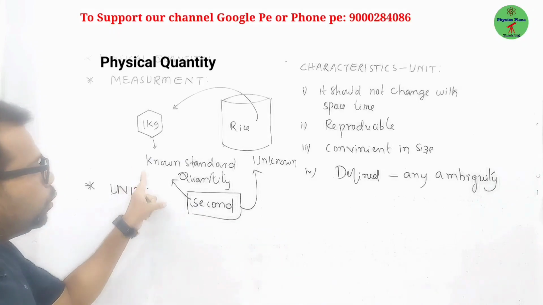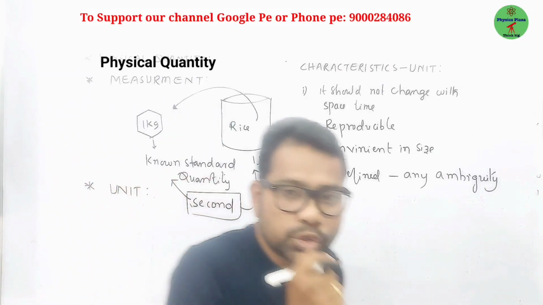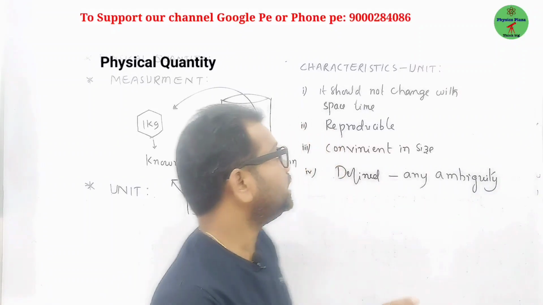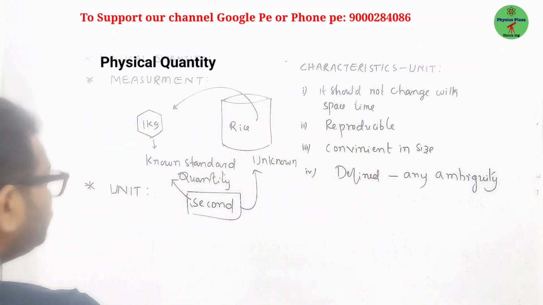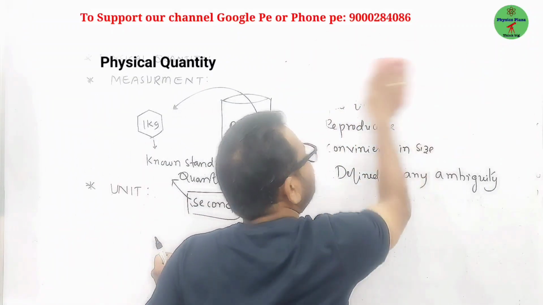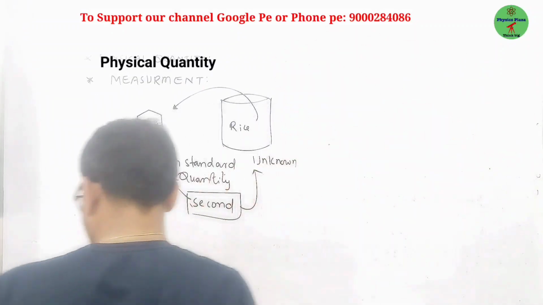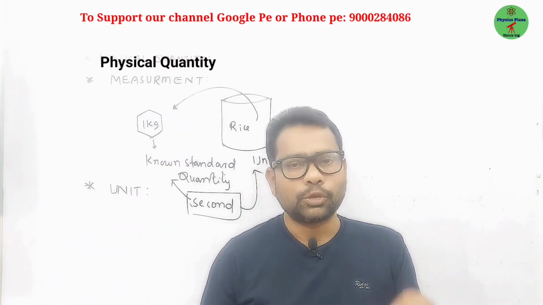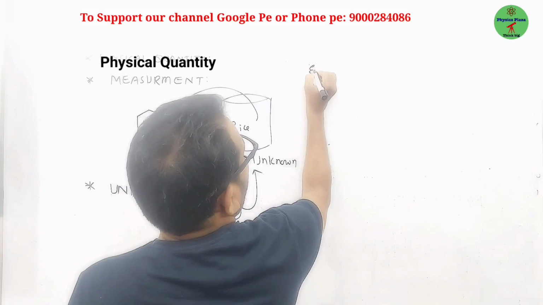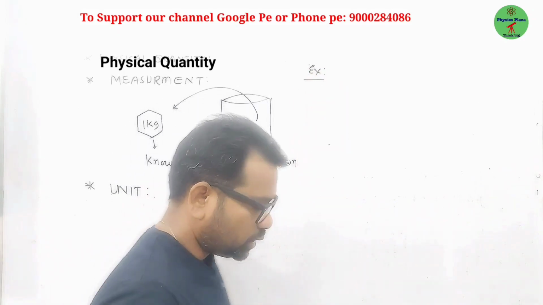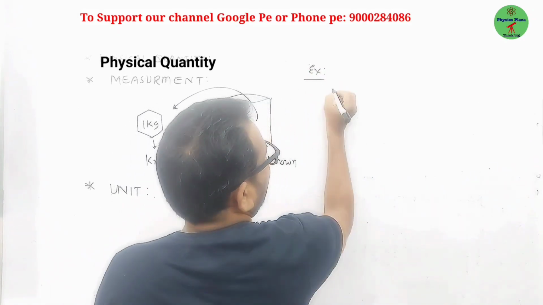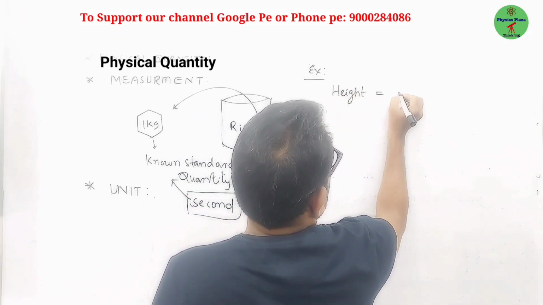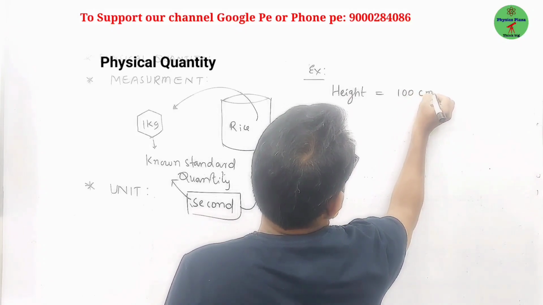What is a unit, children? The known standard quantity which is used to measure the unknown quantity of the same nature is called a unit. And these are the characteristics. Now let us come to how we can express a physical quantity. As I told you, any physical quantity can be expressed in terms of two parameters. For that, let us take one example. Let us say we measure the height of a person and record it like this: height is equal to 100 centimeters.